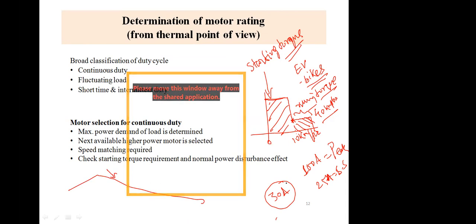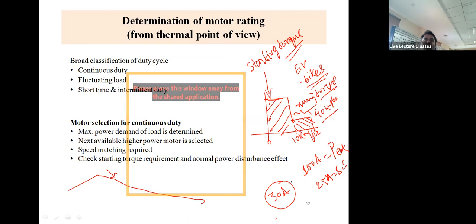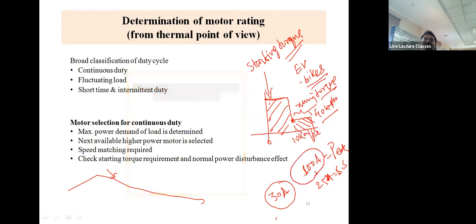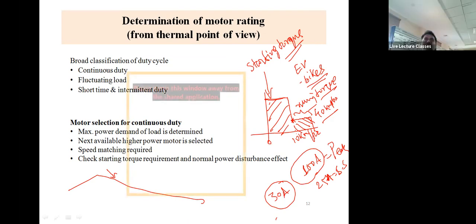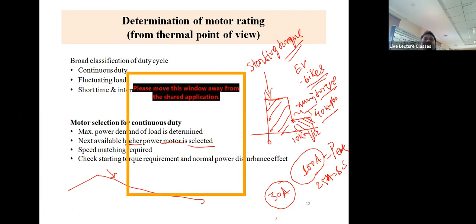So that is the essence: if you have to start, you have to have this peak rating in your motor side and also in the battery side. The entire system must be able to give this peak rated power. Then the next available higher power motor is selected, right?